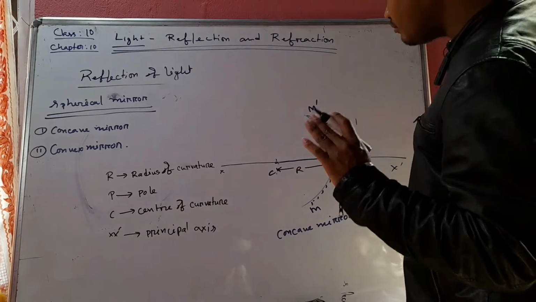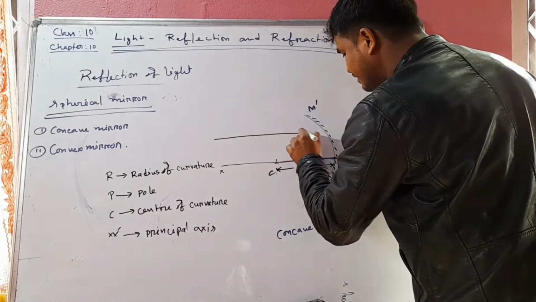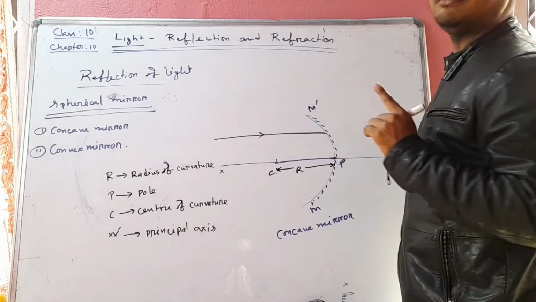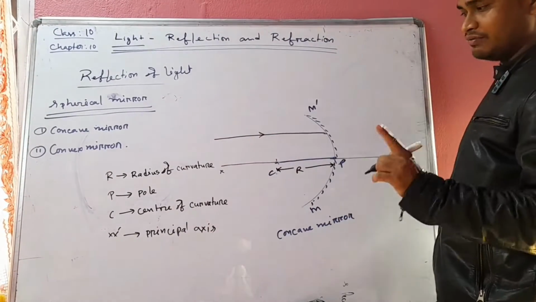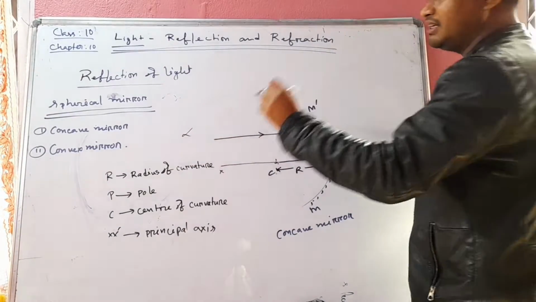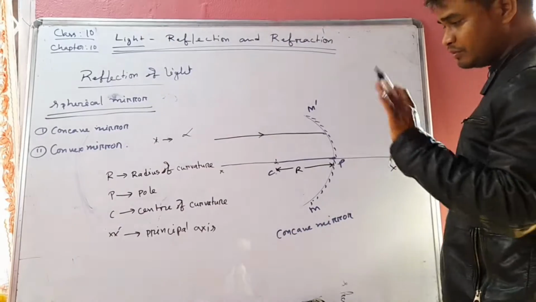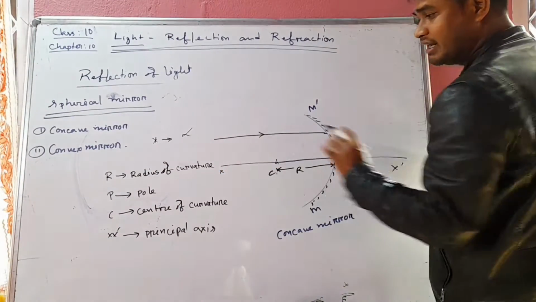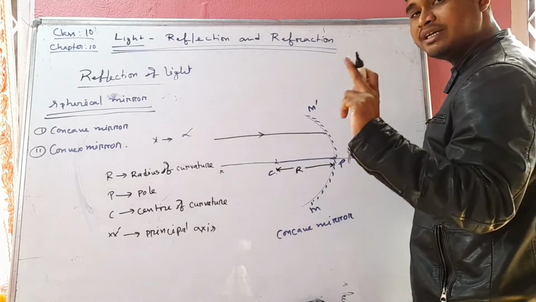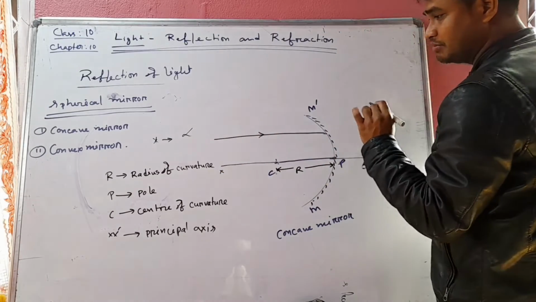Now let us consider a light ray parallel to the principal axis. We are going to study the reflection of light in a concave mirror. Therefore, we consider light from infinity. At infinity there is some source from where light is coming. We consider that this is parallel to the principal axis. The light from infinity is always parallel to the principal axis.